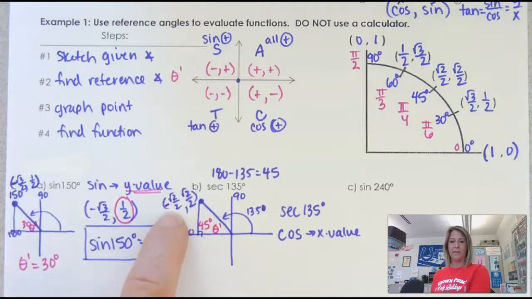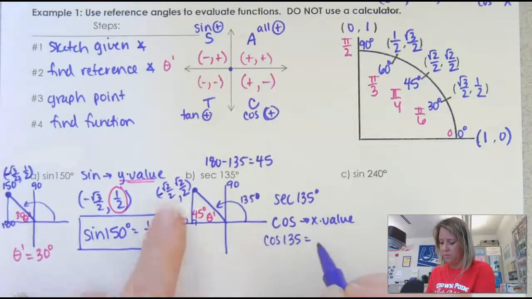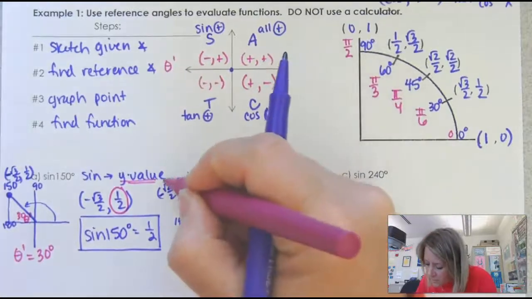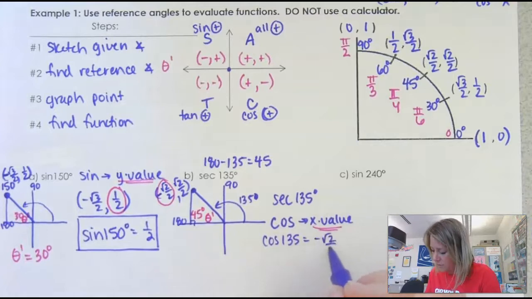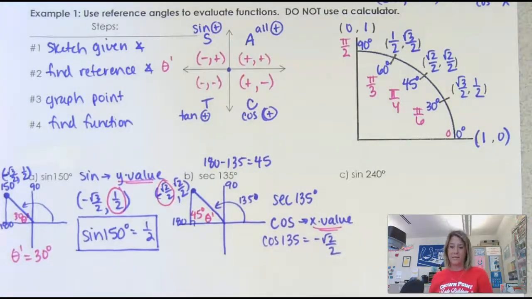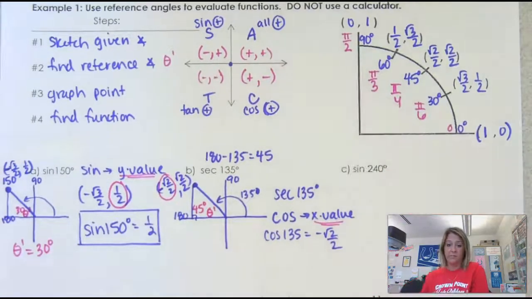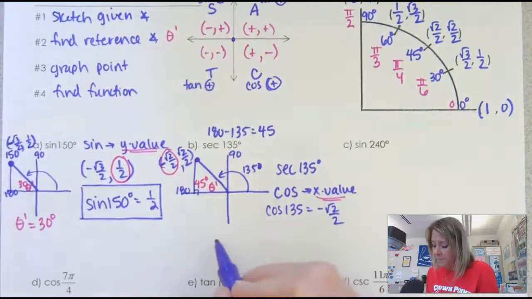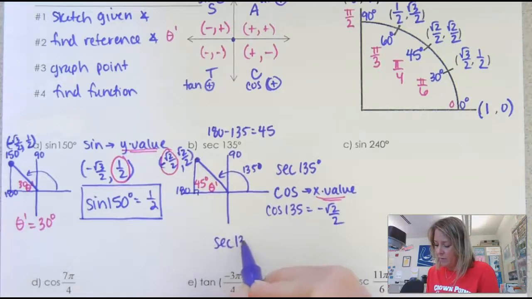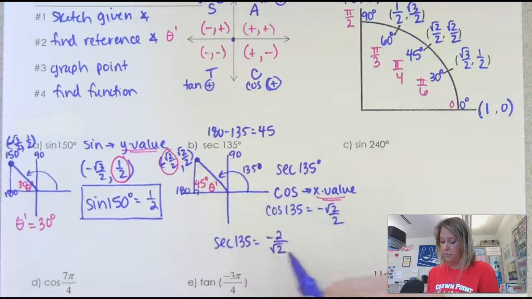The x value is negative radical 2 over 2. So cosine of 135 is equal to my x value. I'll circle that there. The x value is negative radical 2 over 2. But that's not what it was asking me for. It was asking me for the secant. So secant just means you take your fraction and you flip it. It's the reciprocal of it. So if the cosine is negative radical 2 over 2, that means that secant of 135 has to be, I'm going to flip that, negative 2 over radical 2.